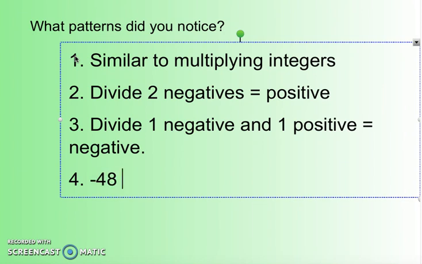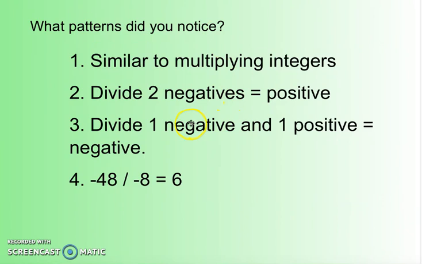The other thing I noticed is that I literally am just dividing as normal, like negative 48 divided by negative 8 is just a positive 6. Well, I noticed that 48 divided by 8 is 6. So really I'm just dividing as normal. And that is similar to multiplying integers in the fact that in the last video we just multiplied the numbers together and then we figured out the symbol. So same thing with this. We're dividing and then we're figuring out the symbol.